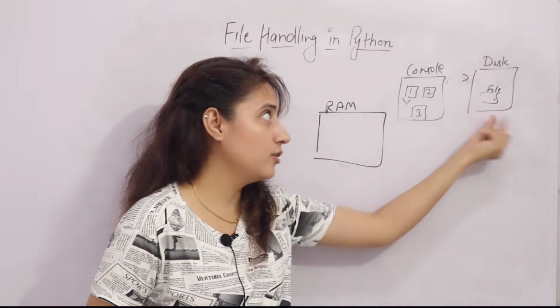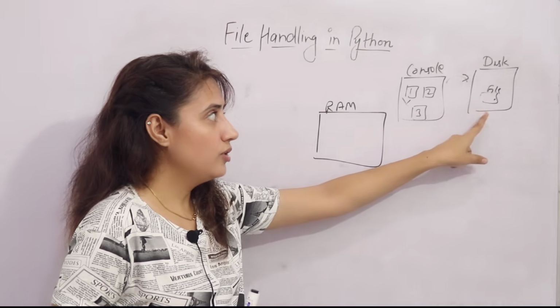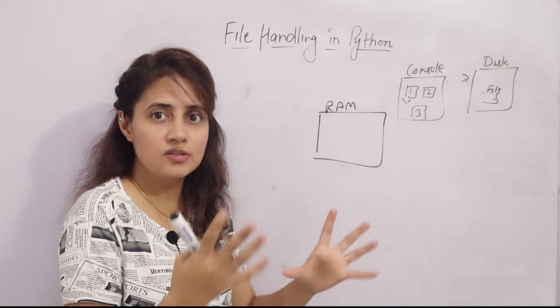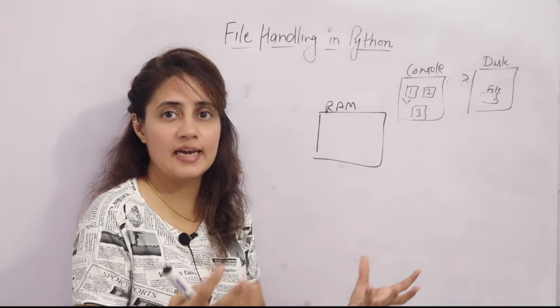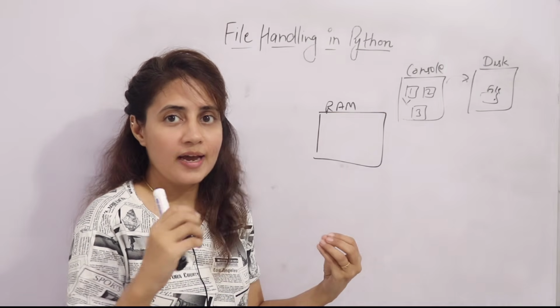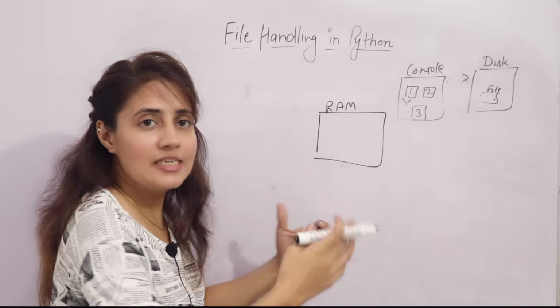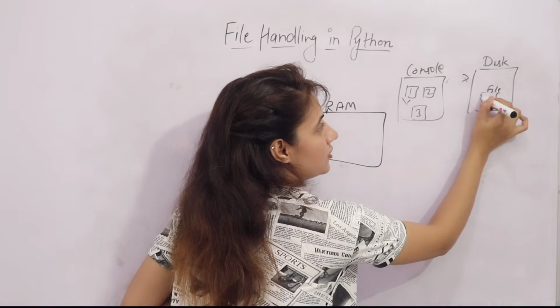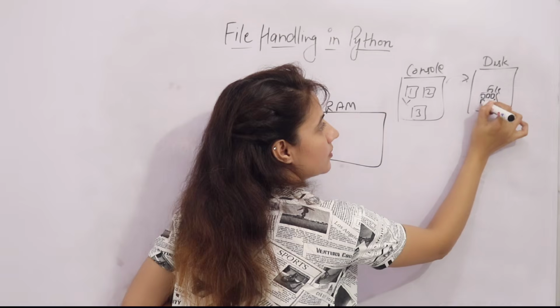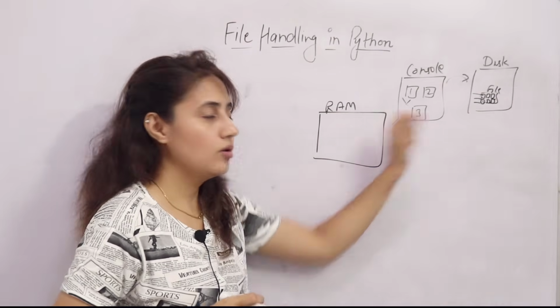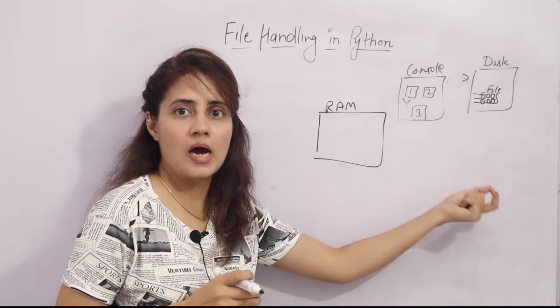So we can store that data into disk with the help of files. So these are some reasons we need files, we need file handling, right? So what is a file? It's just a sequence of bytes where you will store data permanently on secondary memory or on hard disk.